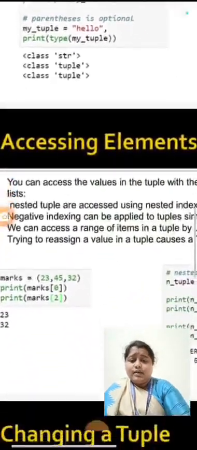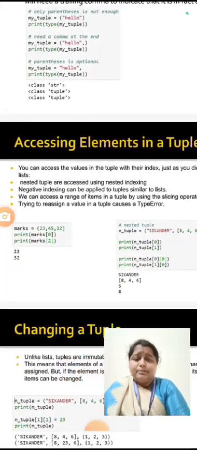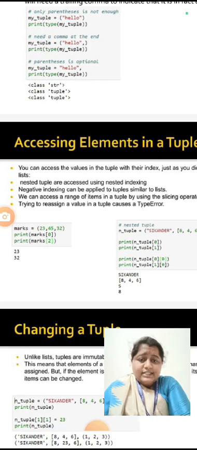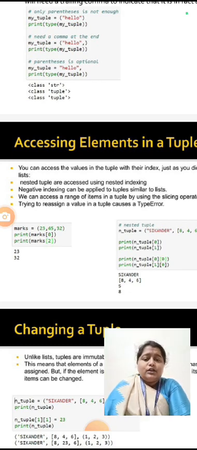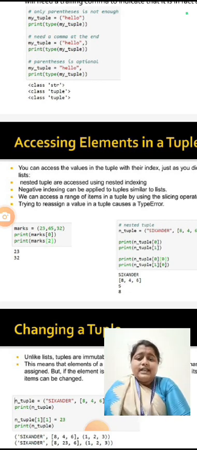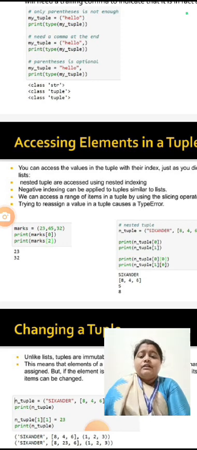Now we are going to see accessing the elements in a tuple. You can access the values in the tuple with their index, just like a list. Nested tuples are accessed using nested indexing. Negative indexing can also be applied, similar to the list. We can access a range of items in a tuple using the slicing operator. Trying to reassign a value in a tuple causes a type error.